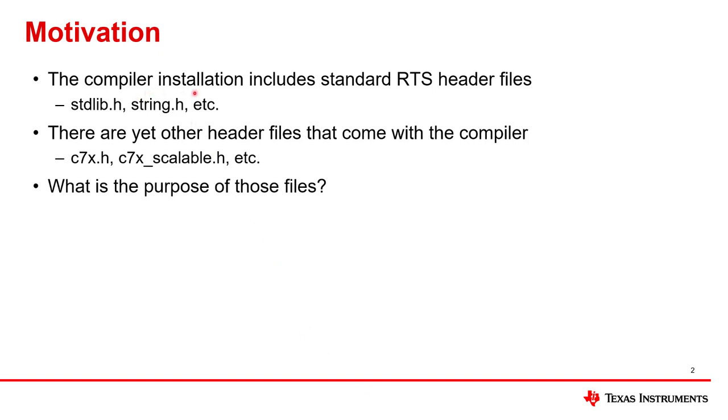An installation of the compiler includes the standard runtime support header files such as stdlib.h, string.h, and so on. But if you go look, you'll see there are yet other header files that come with the compiler, and they have names like c7x.h, c7x_scalable.h, and so on. What is the purpose of those files? That's what this video is about.